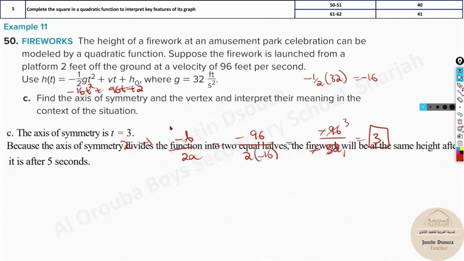And what else is required? Here, this is supposed to be 3. Say the axis of symmetry is 3. Basically, it is dividing the parabola into equal halves. So it'll be the same height after 3 seconds. The axis of symmetry is that point over here, which divides into equal halves.